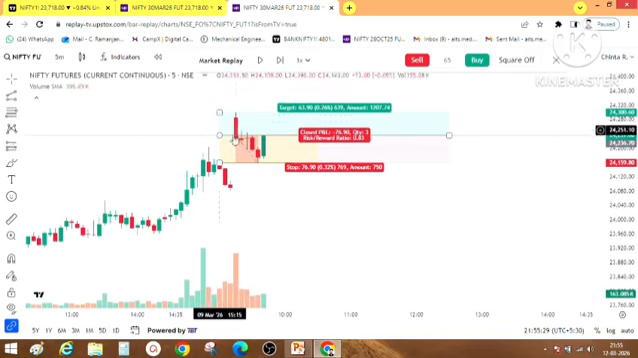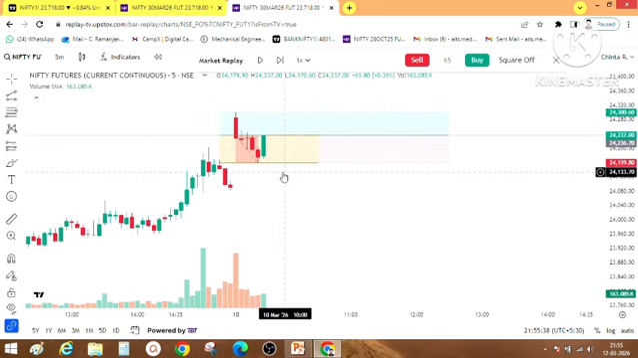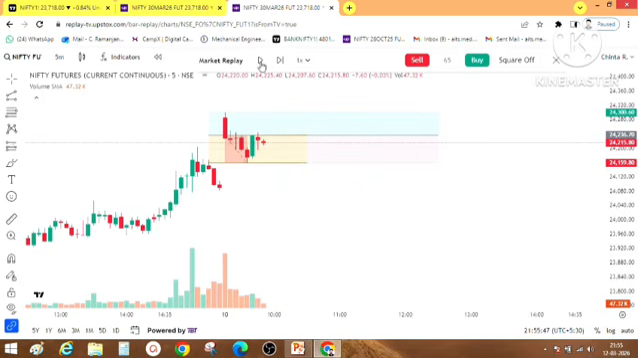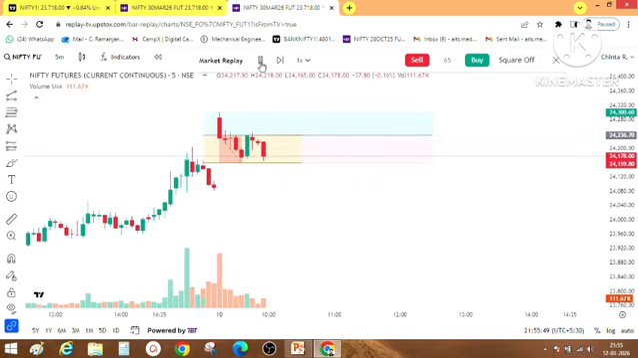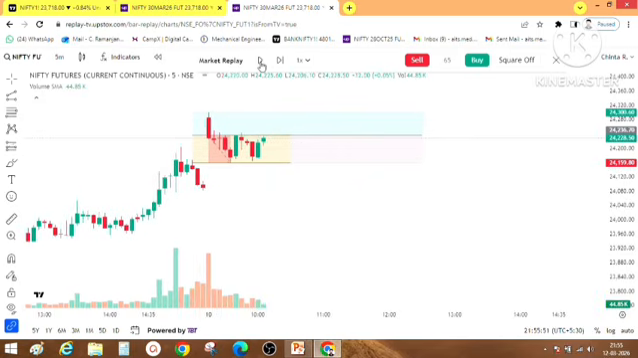You can take multiple lots. For one lot, we need to fix the target where we are having resistance, and the second lot you can go on trailing until you get 1 is to 2 risk reward. I am playing the bar, and now you can see it is very near to our stop loss. Again it is moving up.